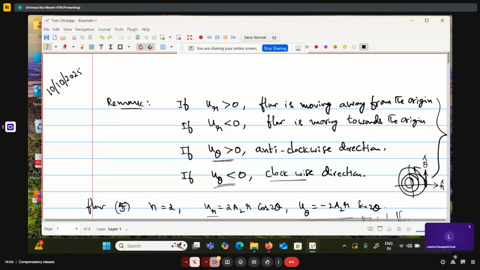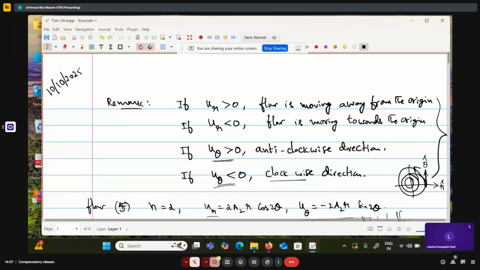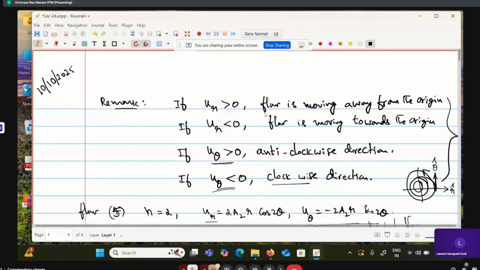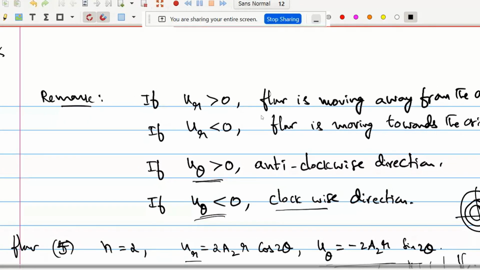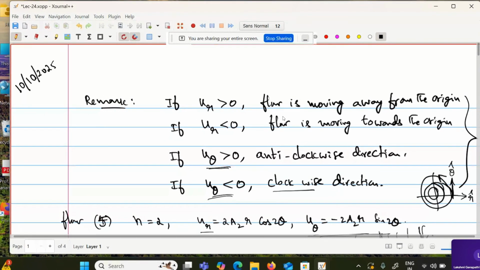So anti-clockwise means, at a point on the x-axis, if you see the flow velocities, u is 0 and v is positive, the positive y component. That's how you see that it is moving in the anti-clockwise direction. That is the case when u theta is positive. Fine, right?